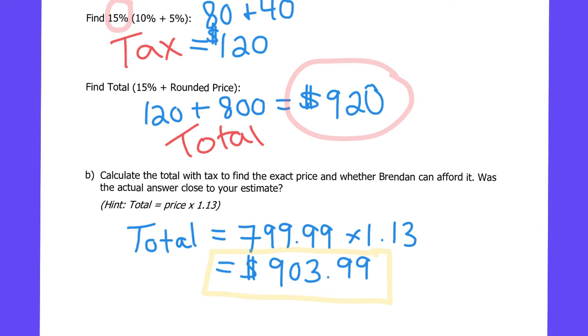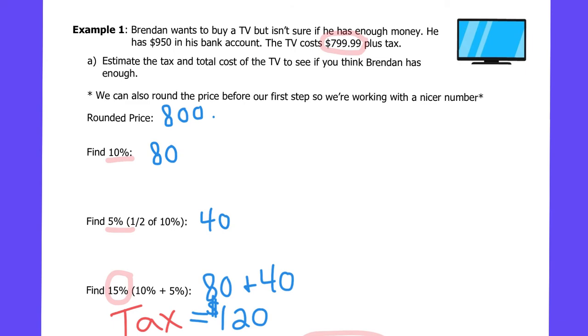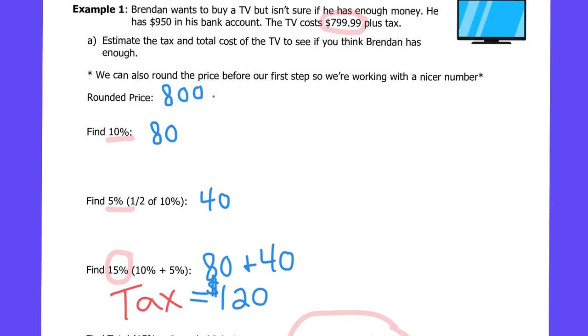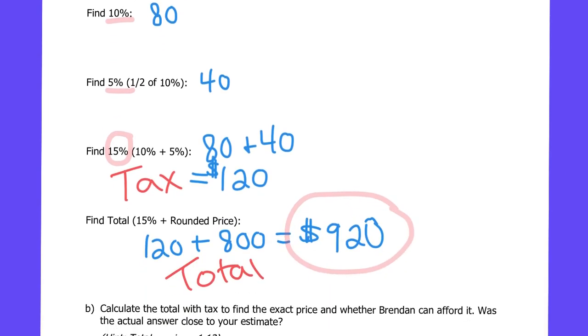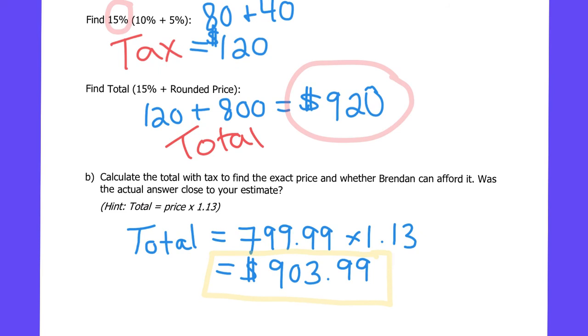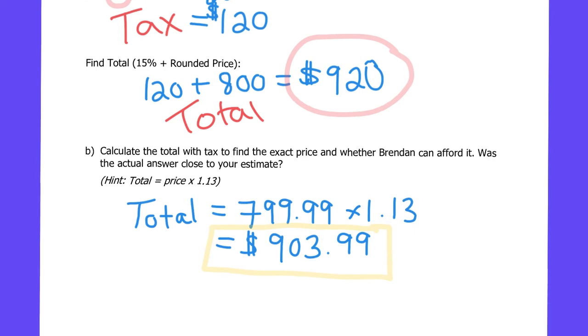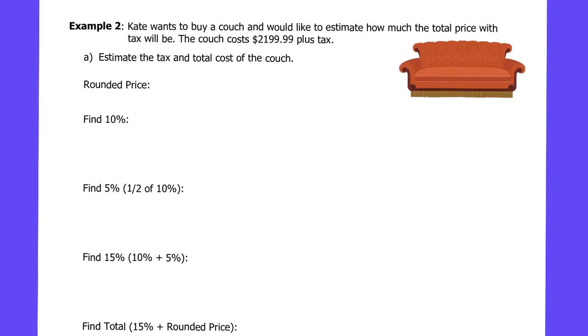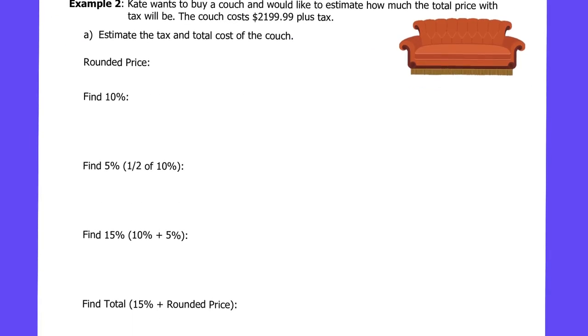So our question had said that Brendan has $950 in his bank account. So does he have enough to buy it? We can see that yes, both our estimate and our calculation tell us that he does have enough money to buy that. So let's do another example here, because again, the more we do it, the quicker and easier it'll become.